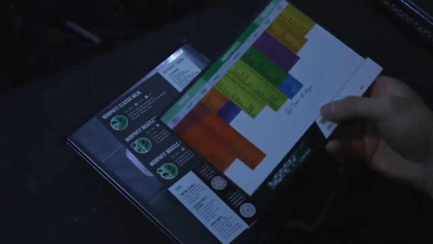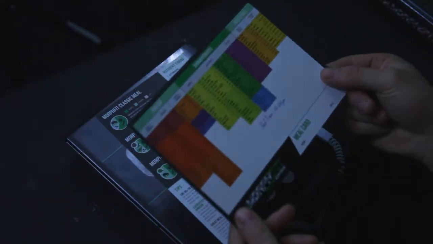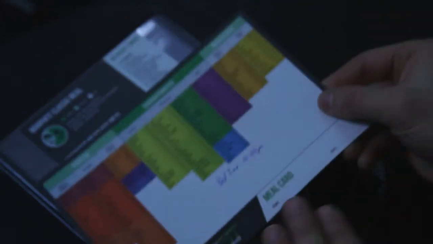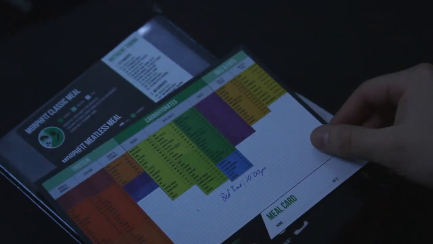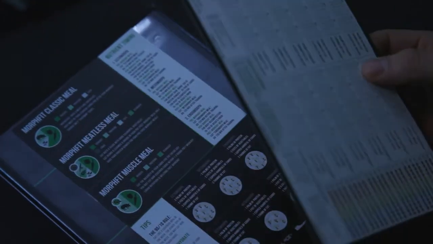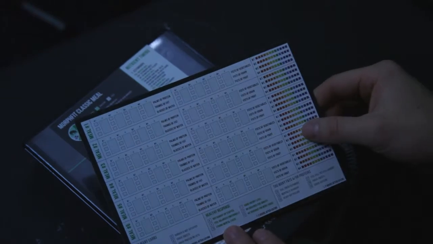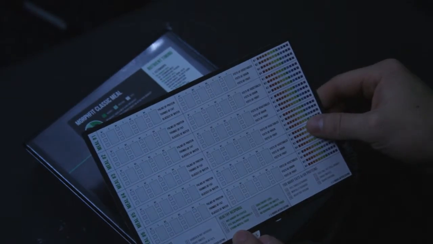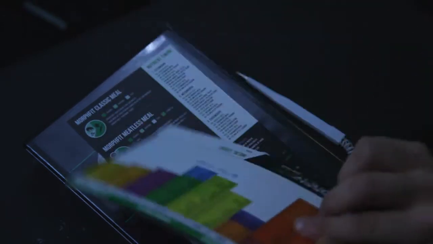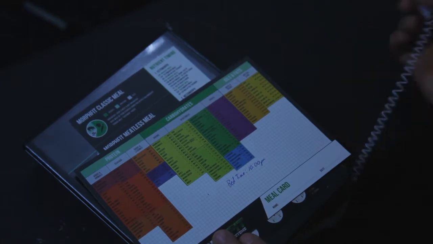All right, now we've gotten to the point where we're going to go over the meal card. The meal card has two sides to it. One side is essentially a grocery list of healthy foods, and the other side is essentially a little measurement system I've come up with to help you measure quantities of food that you'll be putting in each of your meals. So let's first go over this side over here.